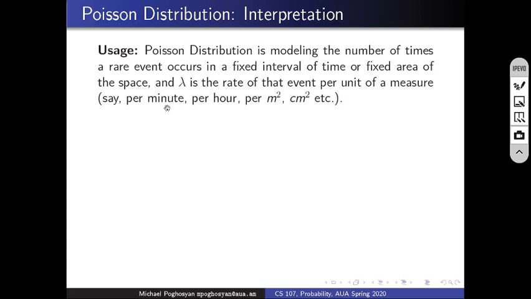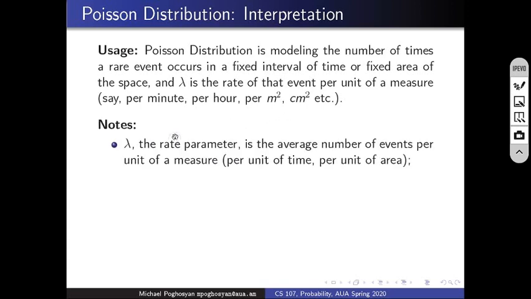Poisson distribution is modeling the number of times a rare event occurs in a fixed interval of time or a fixed area of space. And lambda, the parameter of that distribution, is the rate of that event per unit of measure. Say per minute, the rate per hour, per meter square or square centimeter, etc. We will have a lot of examples of this form.